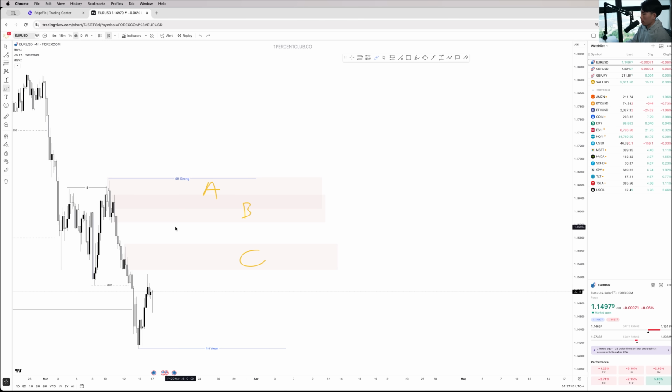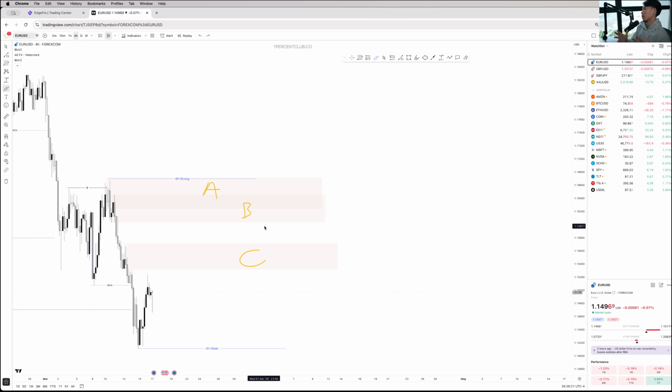And then followed by B. B is still quite near A, so B is still quite near the extreme. So technically it's more high probability than C. So the more extreme the zone is, the closer it is to the most recent structural high or low, the higher the probability of it is. By that definition, A, B, C, that's the order in which the zones are probably the strongest-ish. So A is the strongest, followed by B, followed by C.